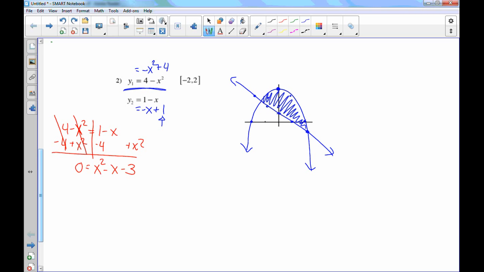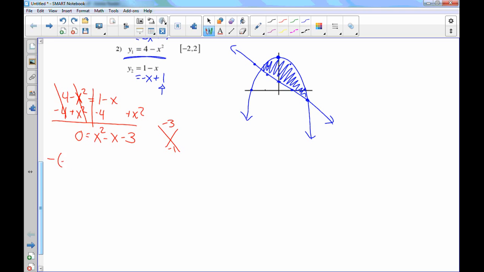Okay, and factor, yep. So two numbers that multiply to negative 3 and add to negative 1. Does that come out nicely? Two numbers that multiply to negative 3 and add to negative 1. 3 and negative 1, or negative 3 and positive 1, right? Do those work? No. So factoring is not going to work in this case. So what's our other option? Quadratic formula.